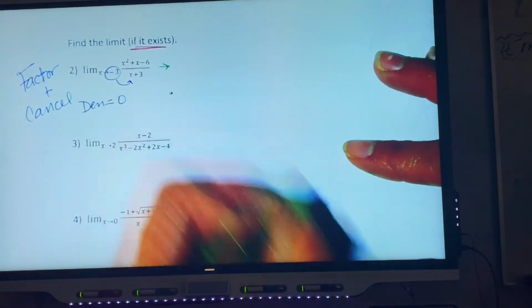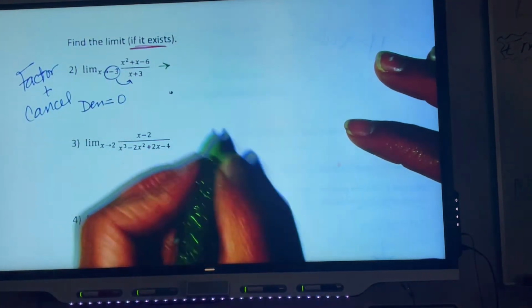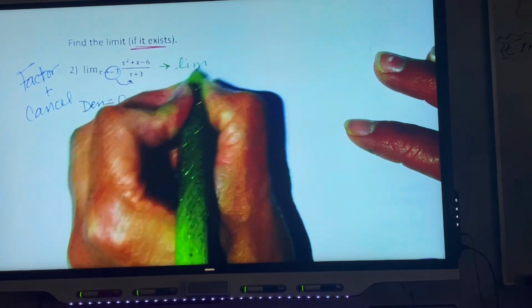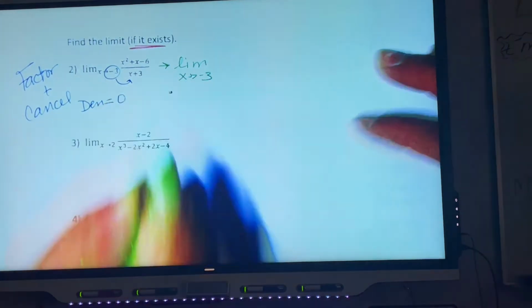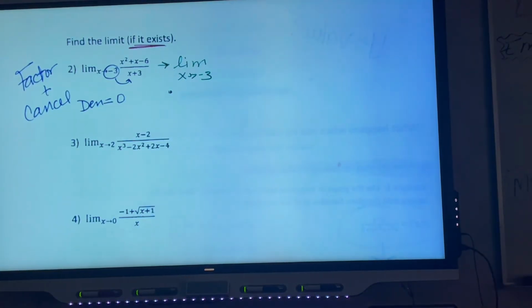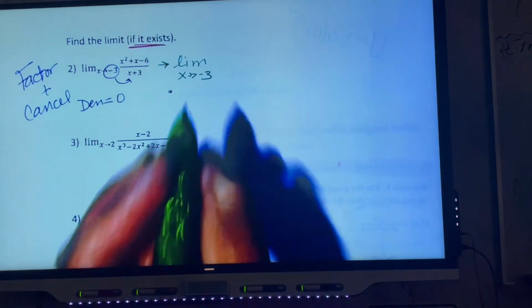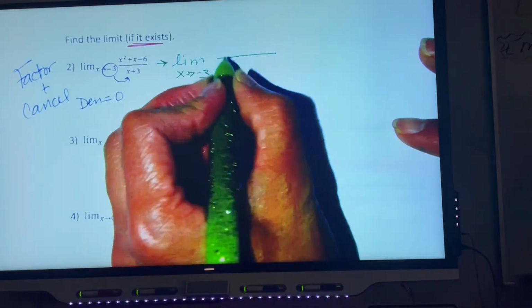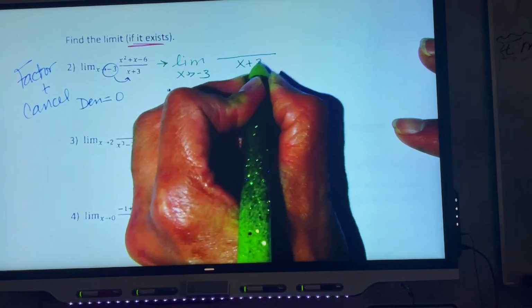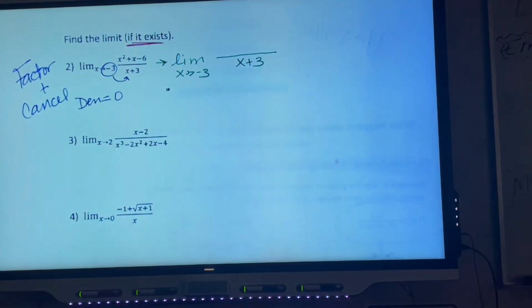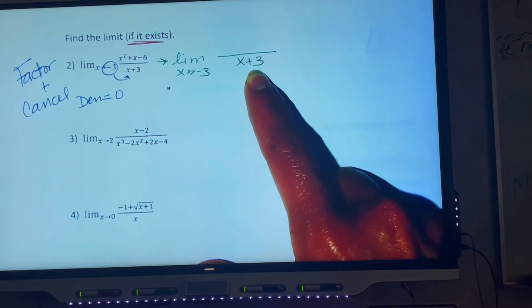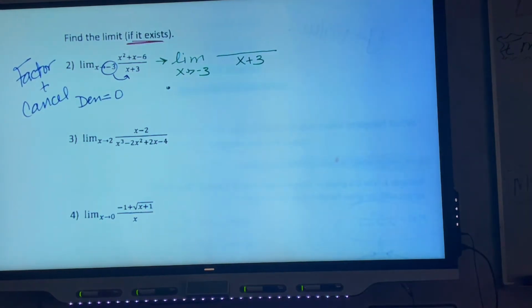Remember, until we plug in that negative 3 at the end, we have to write a limit as x approaches negative 3 every single time until we actually finally plug it in. Now, just like the first example, the denominator is an x plus 3. That's what I need to cancel out because that's the problem. When I plug in a negative 3, plus 3 is 0, and it's making the denominator 0. I need that to go away. So I need it to cancel.